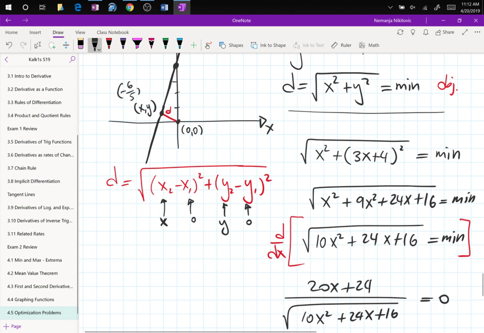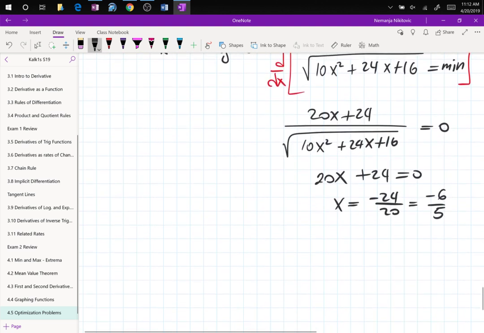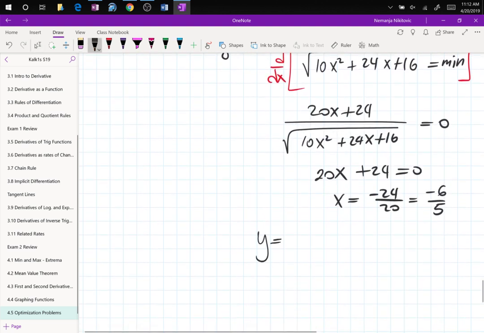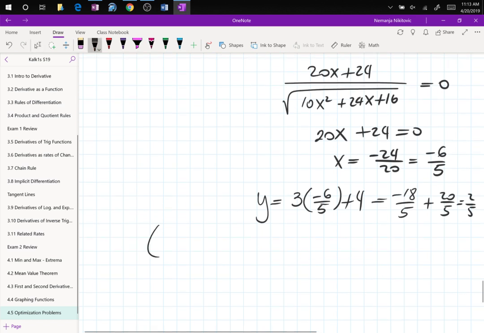And now are we expecting a positive or negative y? Positive y, great. So y is 3 times negative 6 over 5 plus 4. This is negative 18 over 5 plus 20 over 5 for a total of 2 over 5. So x is negative 6 fifths and y is 2 fifths, and that point is the closest point to the origin.